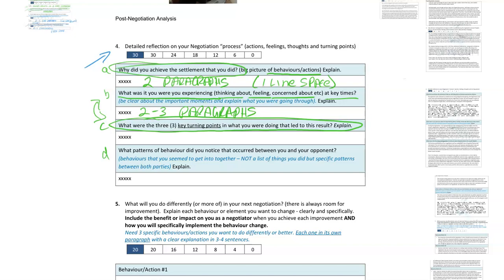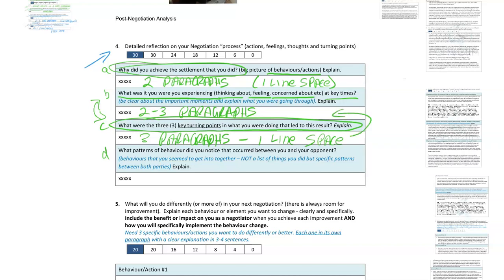Sometimes things shift and your turning point is actually very easeful. So for this question C, we're looking for 3 paragraphs, each turning point in its own paragraph. Again, 1 line space between for everything, and that's for this too.